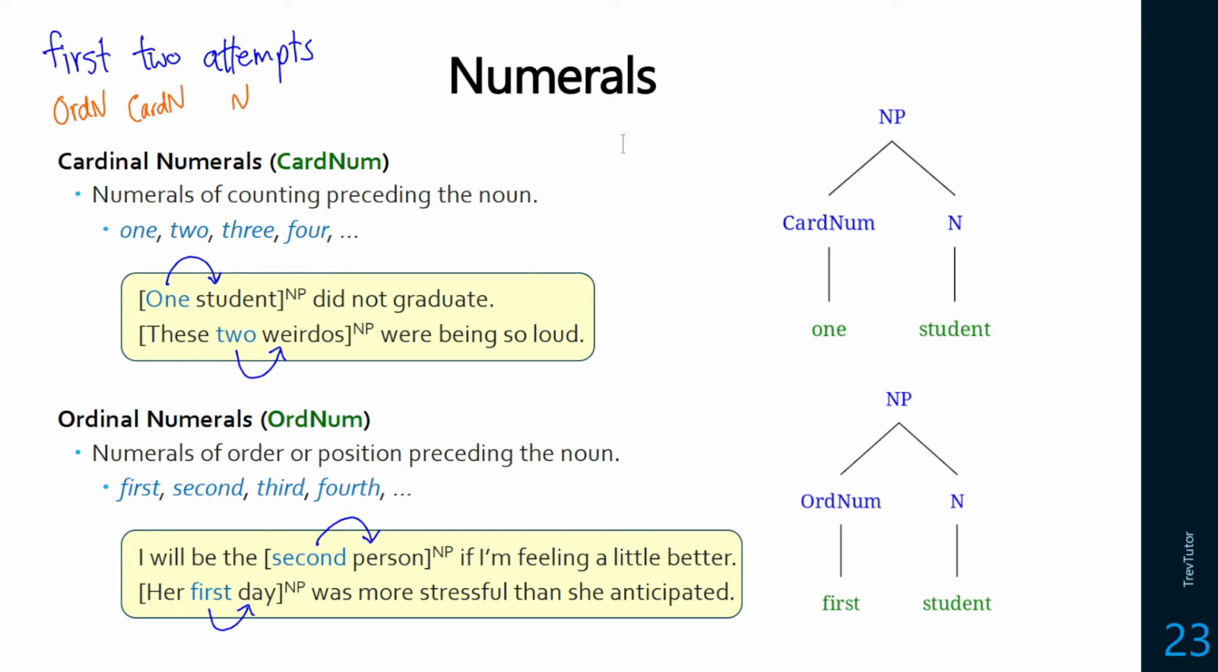I should mention, let's say we have the one person versus the one. In this case, in the one person, one is describing person, so this is the case of a counting number. But in the case of the one, this is just a noun. It's coming after that determiner the, which has to introduce a noun phrase. So again, it's going to depend on what it's doing.